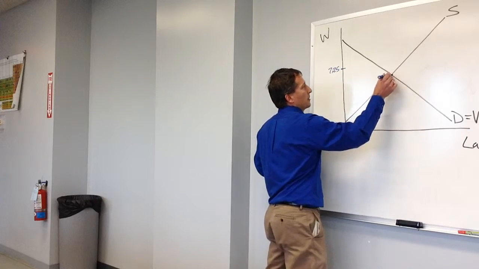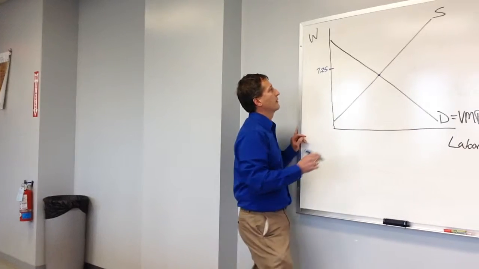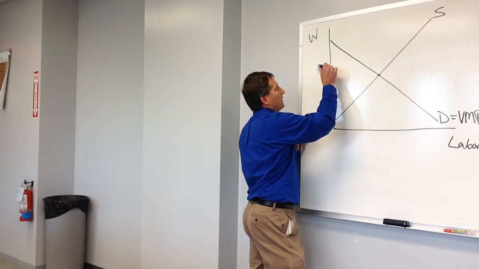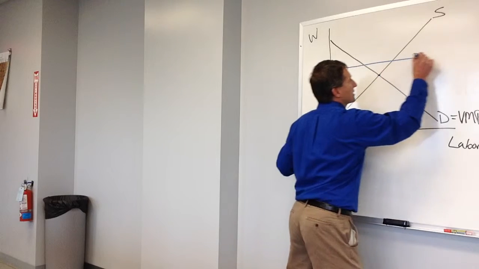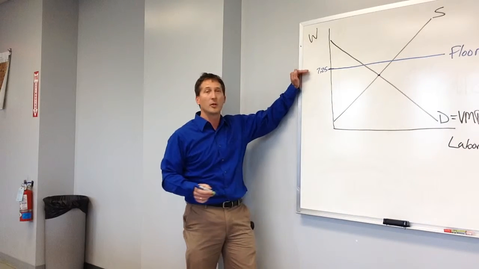And let's just say that the market would clear at something less than that. Maybe it's down here at 5 or something. I don't know. We don't even have to mark that. At $7.25 set by law, we have a price floor. It's called the minimum wage.